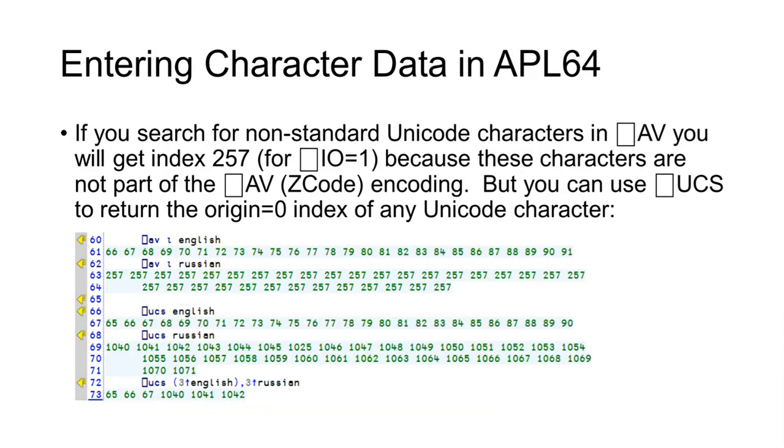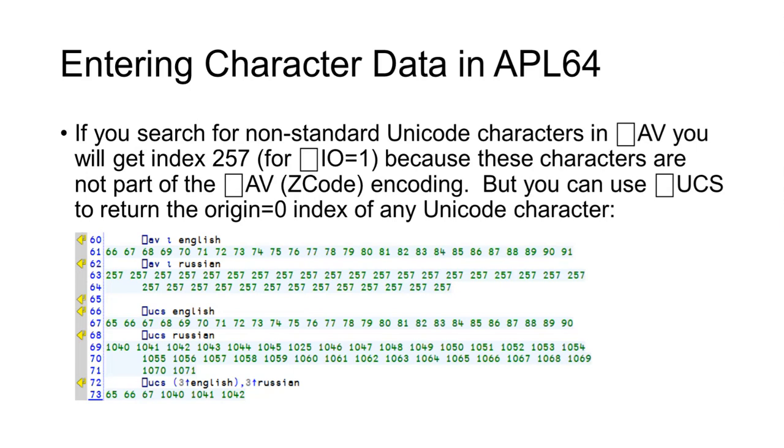Now, if you search for a non-standard Unicode character, by non-standard I mean a Russian character or something like that, and you do quad AV iota to search for the index of that, it's always going to return 157 if you're in quad IO 1, and it would be 256 if you were in quad IO 0. It returns that because you're past the end of quad AV. These characters are not part of quad AV. But you can use quad UCS monadically to get it. It's kind of analogous to using quad AV iota, but a little different.